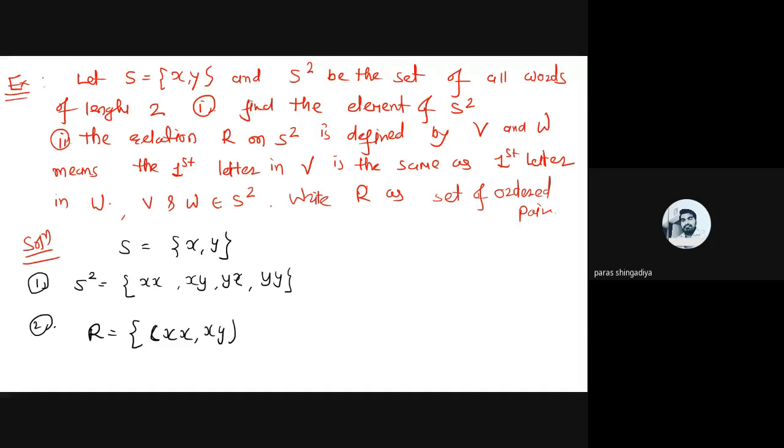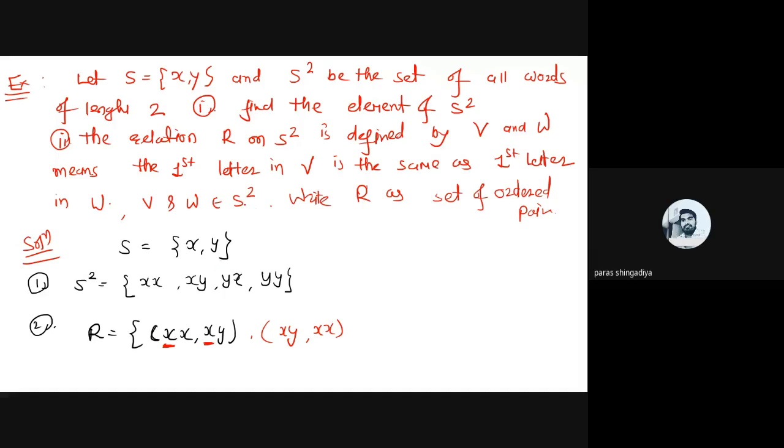And v and w are part of S square only. So you have to define such a pair whose first letter is the same. Here x is the same: x comma x, and the second is x comma y, that is the same, clear. The second pair I can consider as x y, and x comma x, interchanging both. So that is the second pair, x y and x comma x, clear.